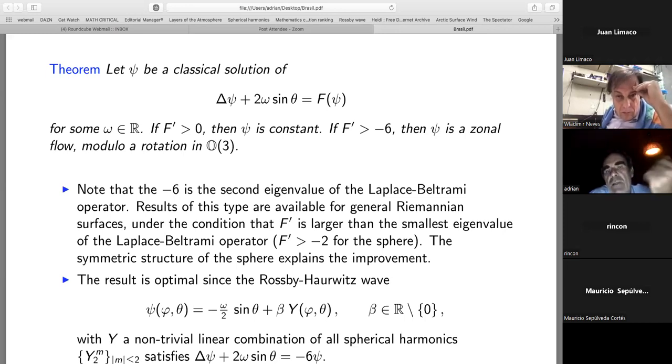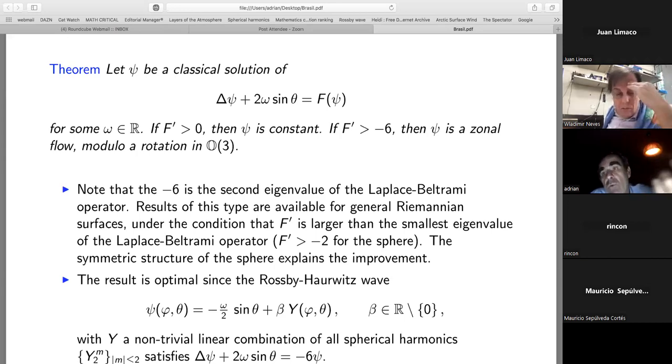And the condition that is used there comes from Poincaré inequalities, and then the derivative of f will come in there. If it satisfies a certain inequality, then you only get trivial solutions, or explicit ones, or eigenspaces. So the typical thing is that f prime should be larger than the smallest eigenvalue. For the sphere, the smallest eigenvalue, different from 0, is -2. Here we have -6, which is the second, not the first one.